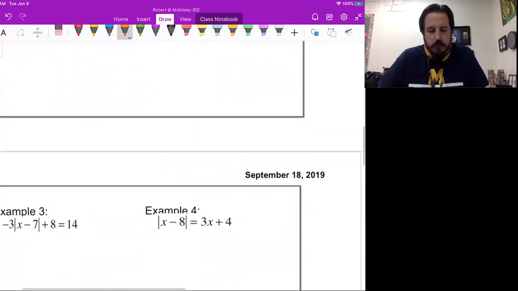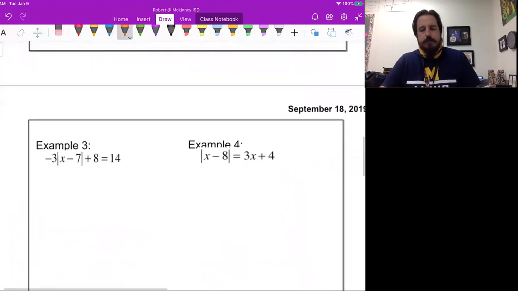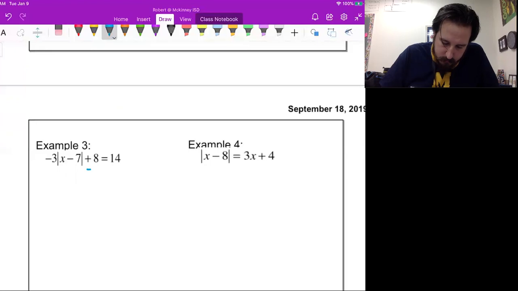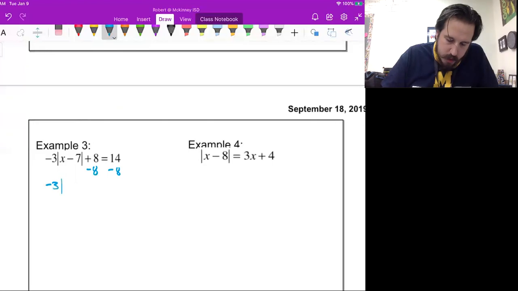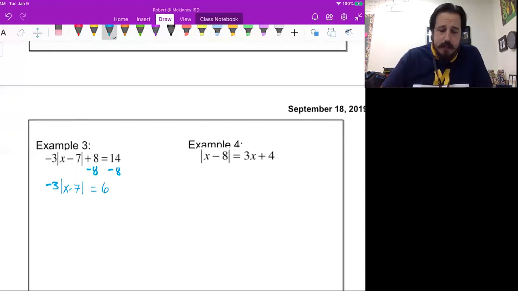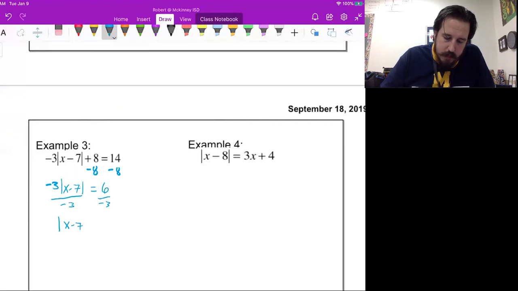Okay, our next one. Next example that we're going to look at, we have -3, absolute value of x minus 7, plus 8. So I need to subtract 8 from both sides. I've got -3, absolute value of x minus 7 equals 6. I then divide both sides by -3. So I get the absolute value of x minus 7 equals -2.